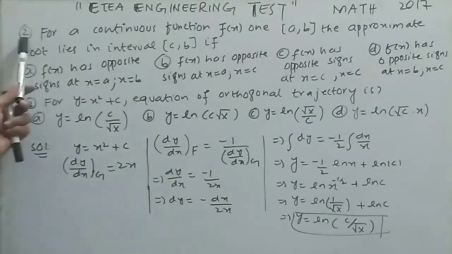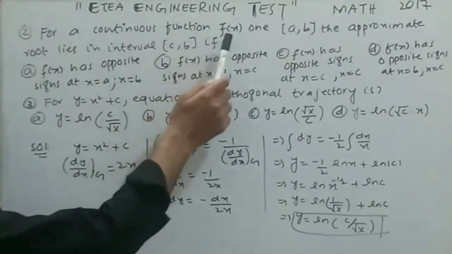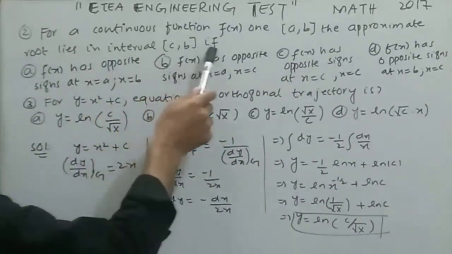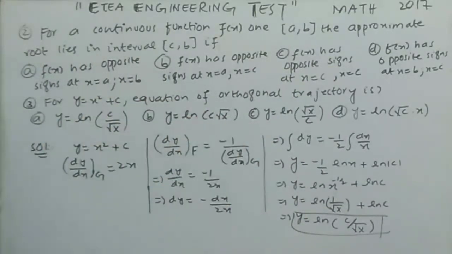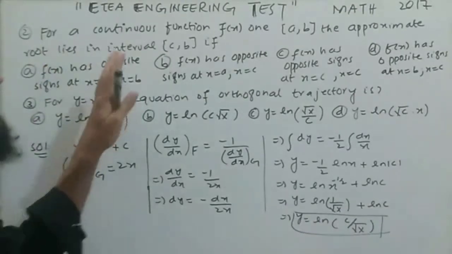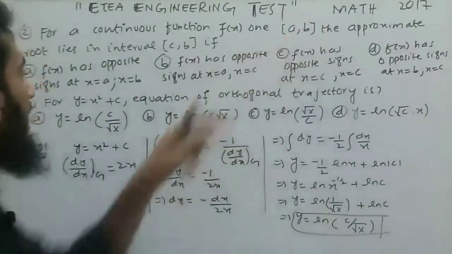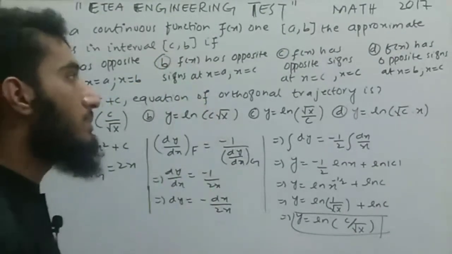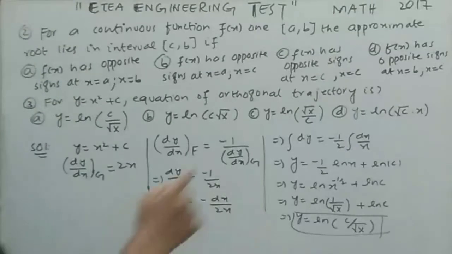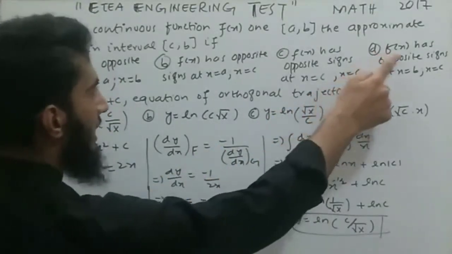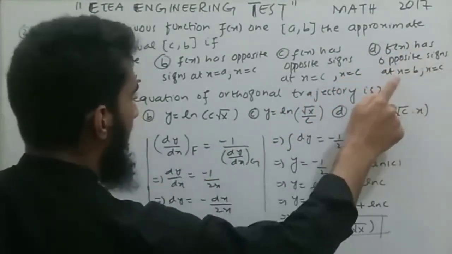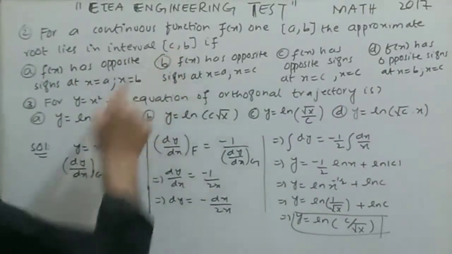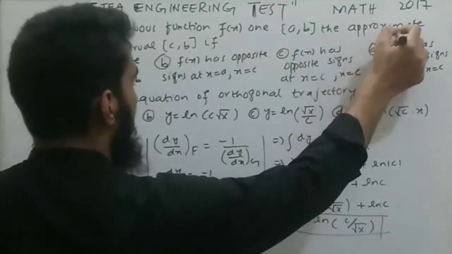Now move toward the second MCQ. It says that for a continuous function f of x on AB, the approximate root lies in the interval CB if, and four options are given. Remember, the function will be continuous on AB if the approximate root lies in the interval CB. So for the interval CB the sign must be opposite. It means that the correct option is option D, which says that f of x has an opposite sign at x equal to B and C. So the opposite sign will be at the interval which is given. So the correct option is option number D.